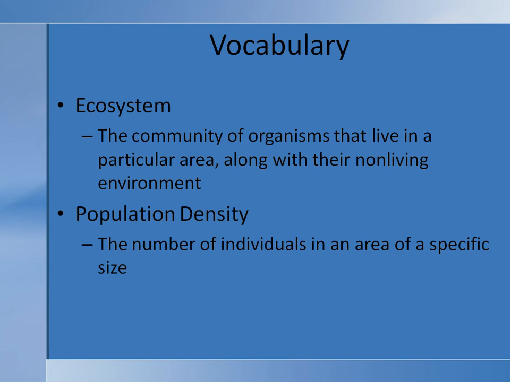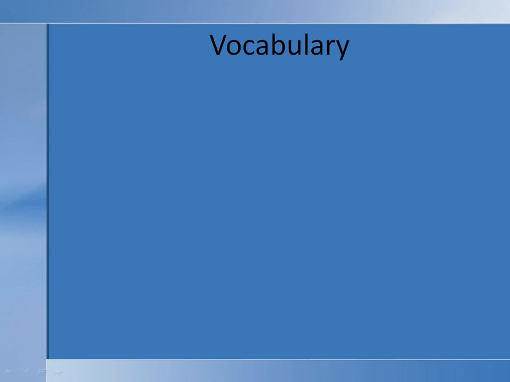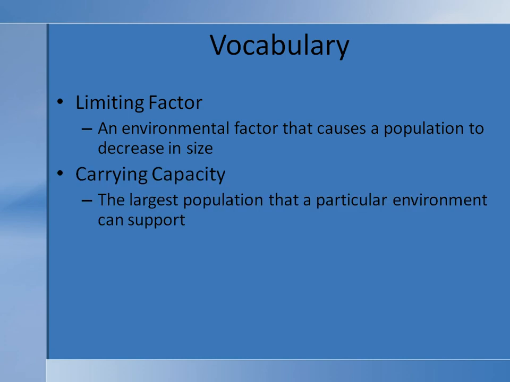This is similar to the idea of regular density, which is the amount of mass in a given unit volume. And we calculate it using the formula: population density equals the number of individuals divided by the unit area. We'll go through an example in a little bit on that. We then had limiting factor, which is an environmental factor that causes a population to decrease in size, and carrying capacity, which is the largest population that a particular environment can support.